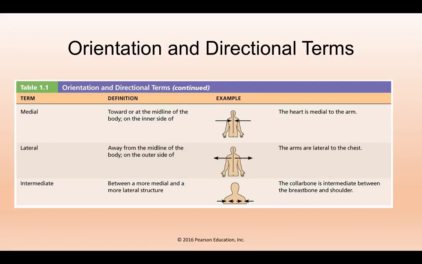Now, if you have a structure that sits between a medial and lateral structure, we use the word intermediate. So taking your collarbone, which sits between your shoulder and your sternum, this is an intermediate bone. So the collarbone is intermediate between your breastbone and your shoulder.